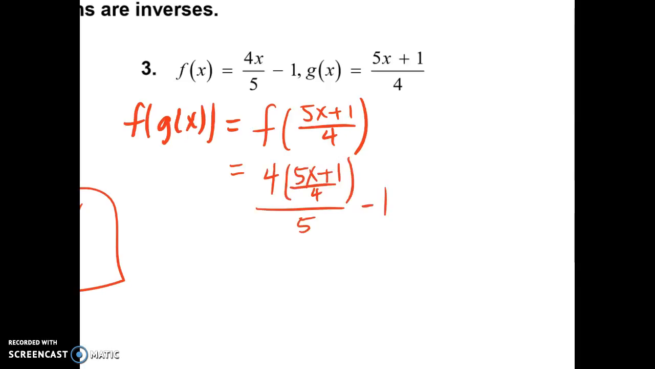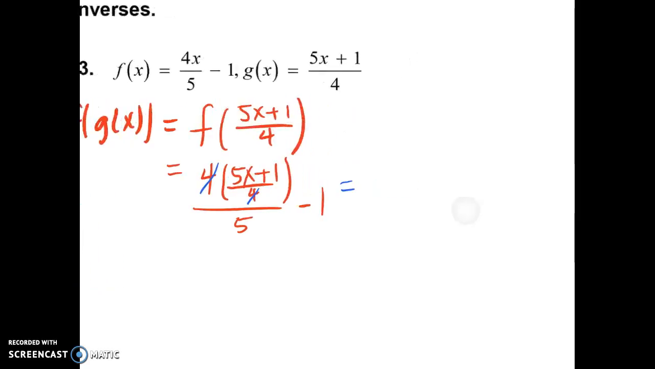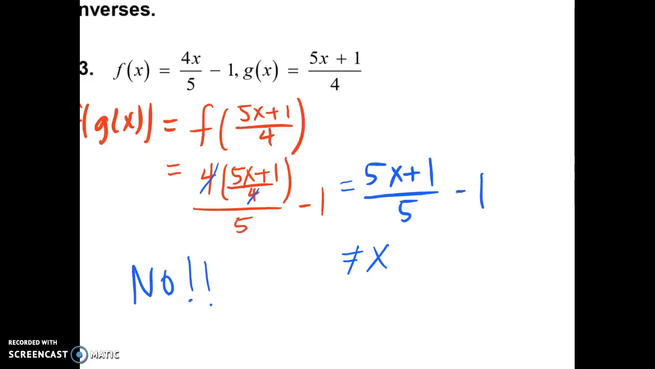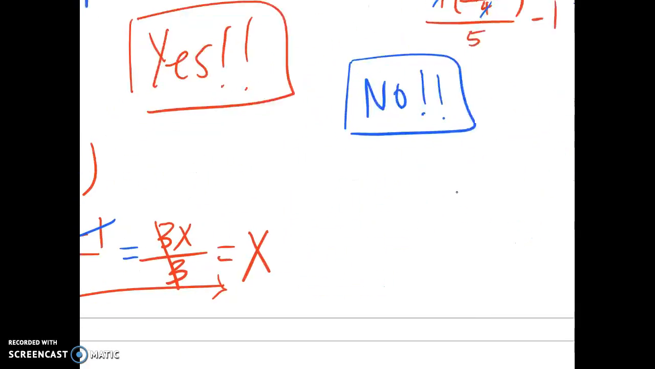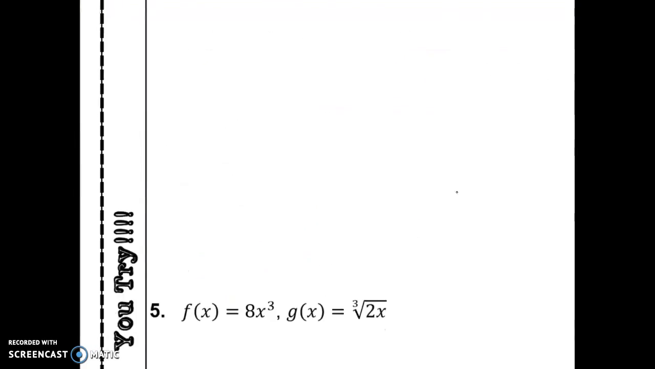If you notice here, this 4 and this 4 are going to cancel out. So you're going to be left with 5x plus 1 over 5 minus 1. And it looks like there is no way that we can make this equal to x. So that means that there is no way that these two functions are inverses of each other. Now I want you to try to do number 4 and 5 on your own.